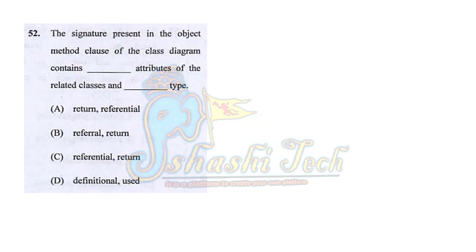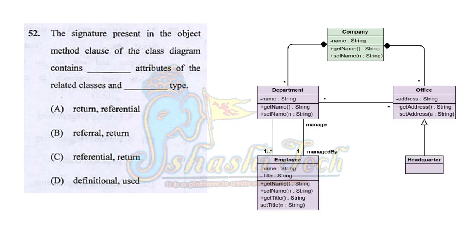Let us go to question number 52. The signature present in the object method clause of a class diagram contains dash attributes of the related class and dash type. Consider a class diagram like this. A company contains the referential attributes. Referential attribute means department or office. So the first option is referential. Then the second option is related to the classes and dash type. Which type? Return type, because each attribute contains one or the other return type. So option C is the correct answer.